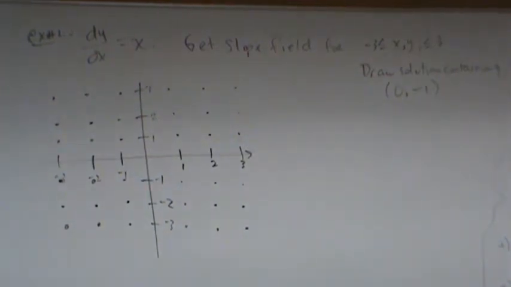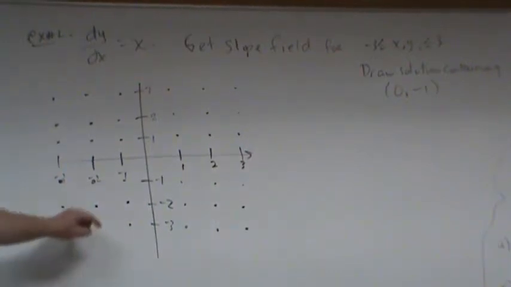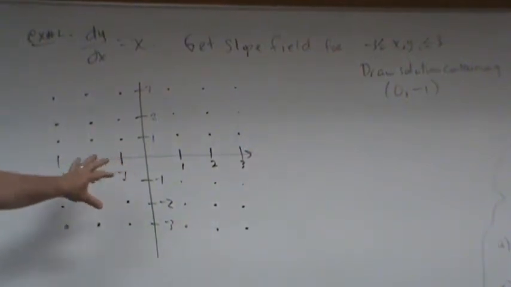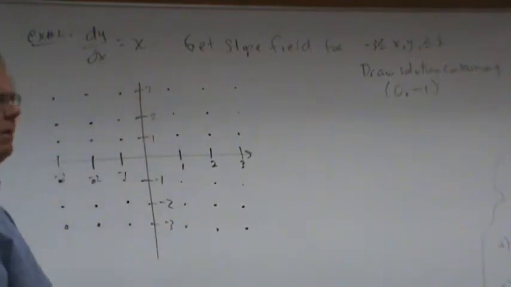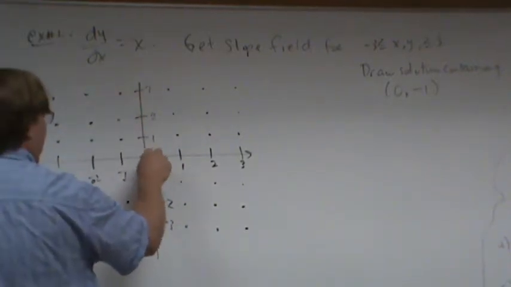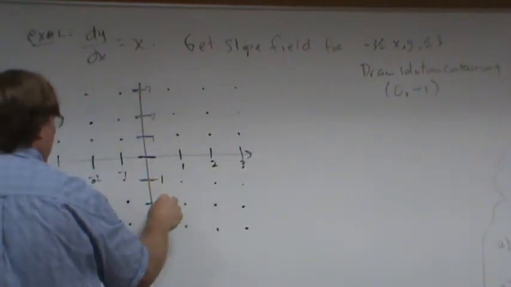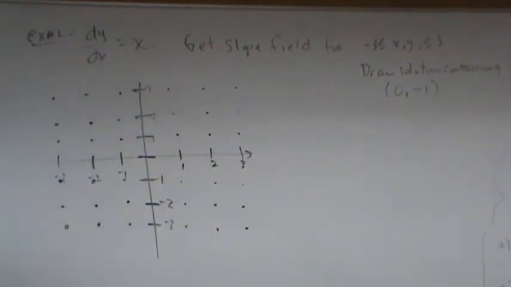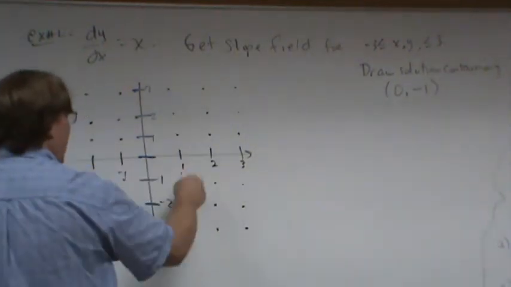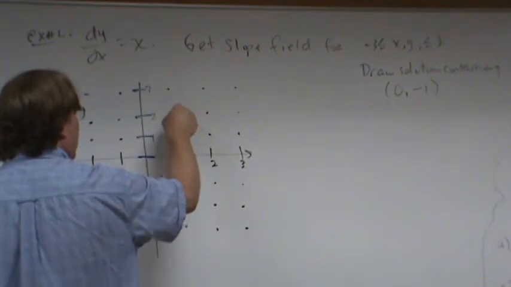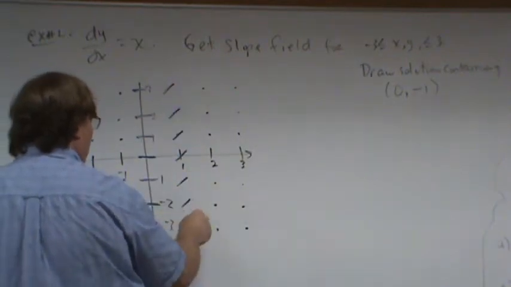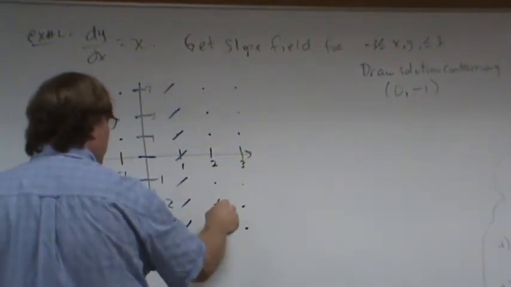Hey guys, I need to give you another one, a harder one. Are you okay that here the slope is the x coordinate? So when x is 0, each of these slopes is 0, and you should really make it clear that you've got slopes of 0 there. Maybe use a different colored pen. Here, every slope, when x is 1, every slope is 1. When x is 2, every slope is 2.